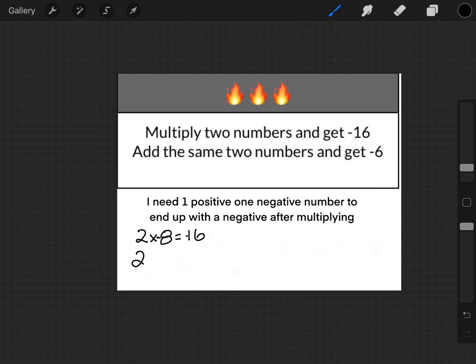Now if I want to get negative 6, I could just add 2 plus negative 8 to get negative 6, and that's the end of my answer. This equation is as easy as that, and the only two numbers I needed were 2 and negative 8.